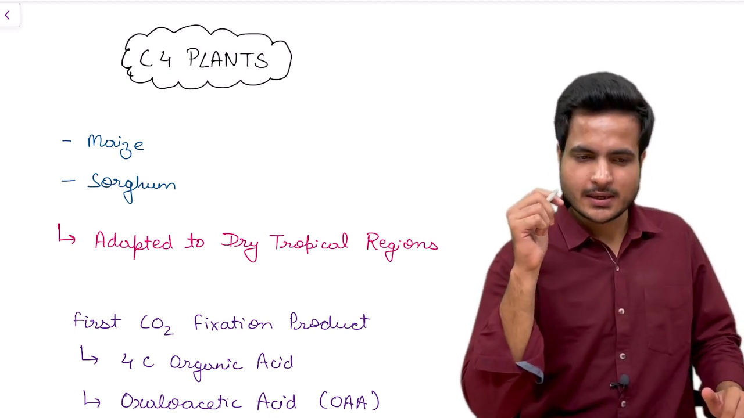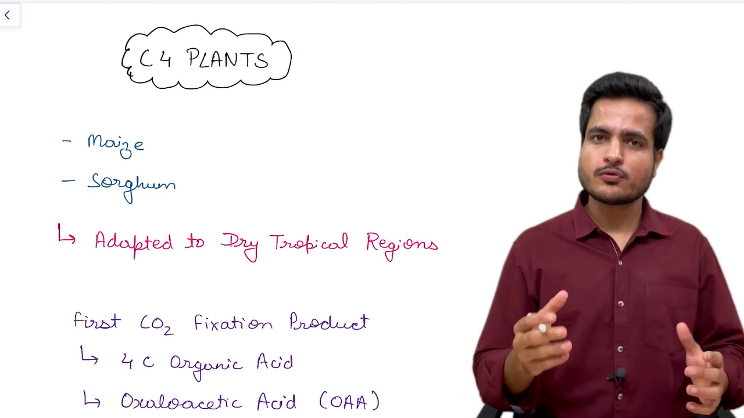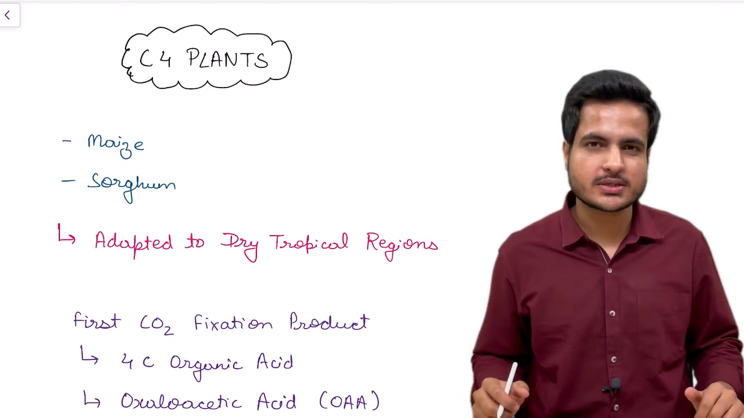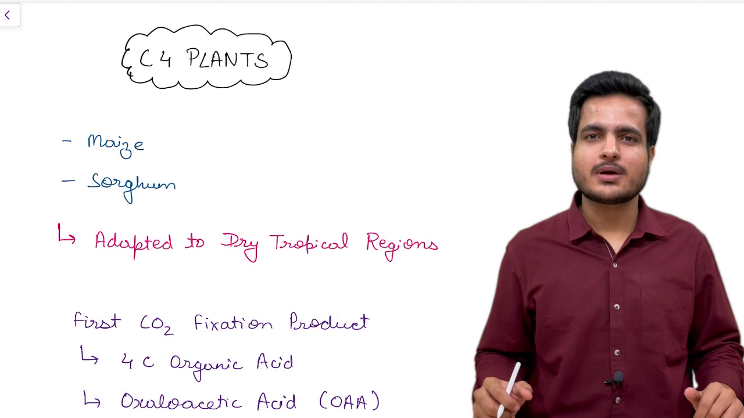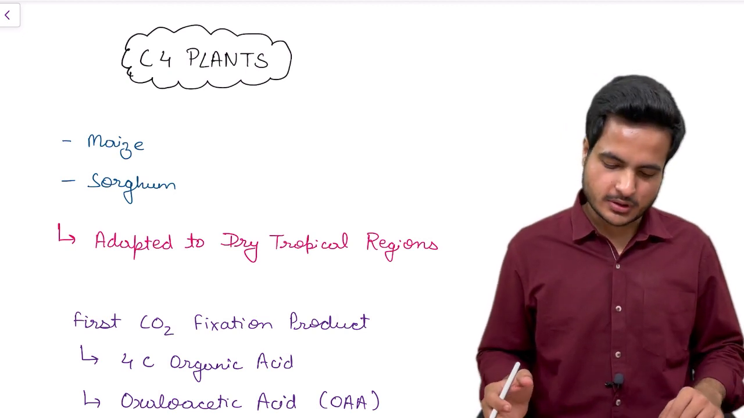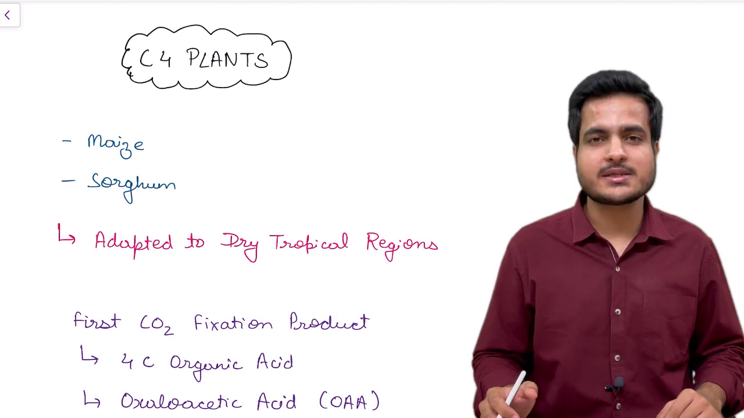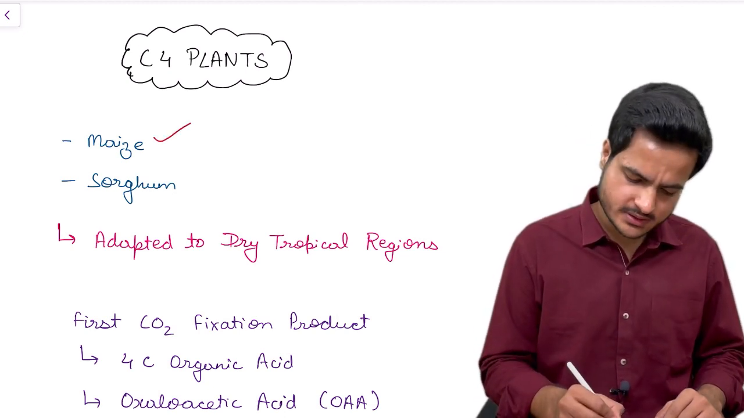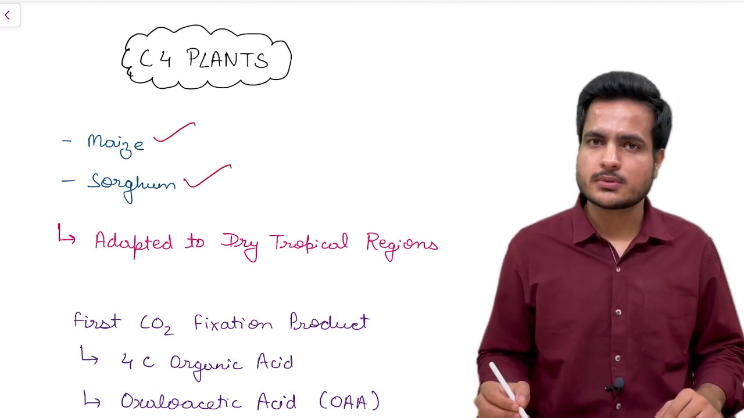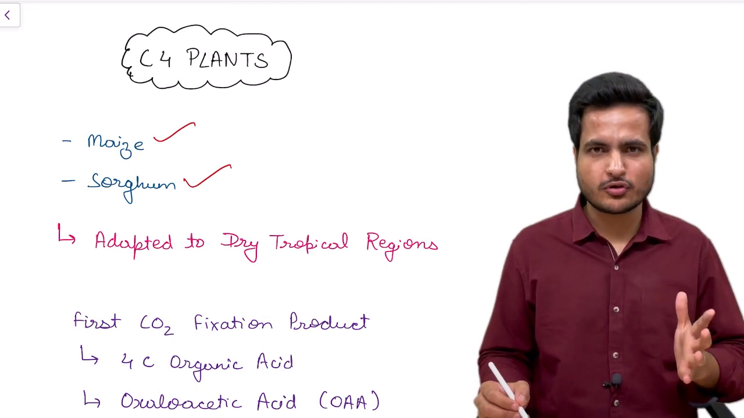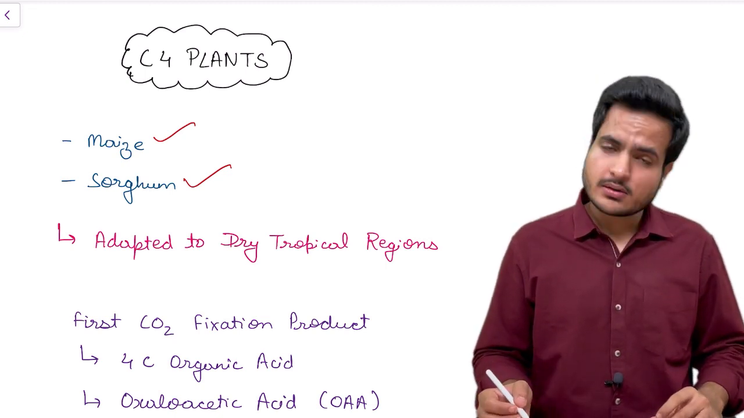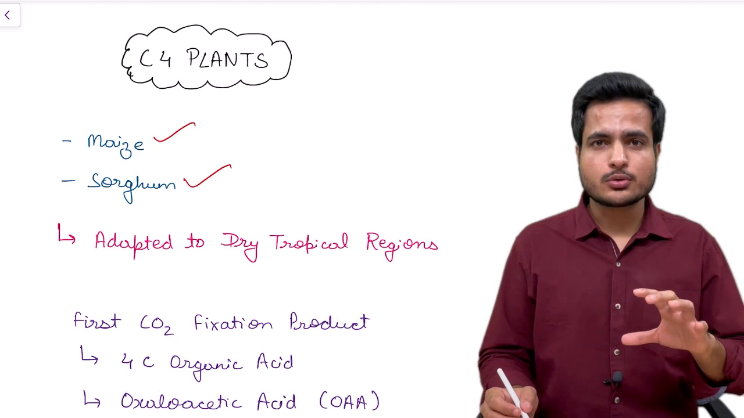Now let us see, I am dedicating a complete video to these C4 plants because they are special. Let us give them a chance to prove themselves. Let us see first of all the examples of C4 plants. As per NCERT, we have two examples, maize and sorghum. These two plants belong to the C4 family, and let us give a broad title to their habitat.